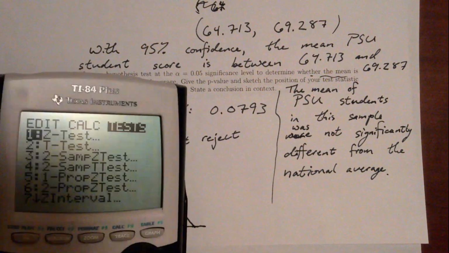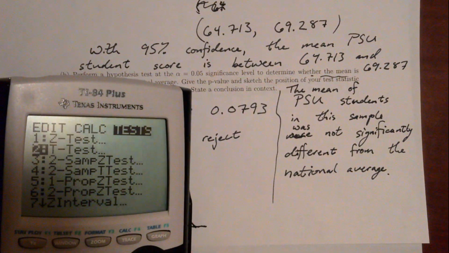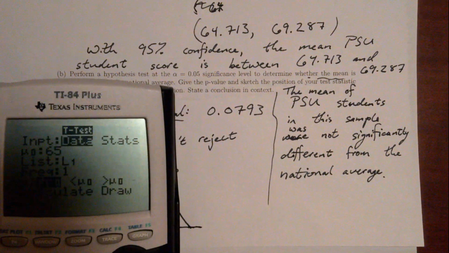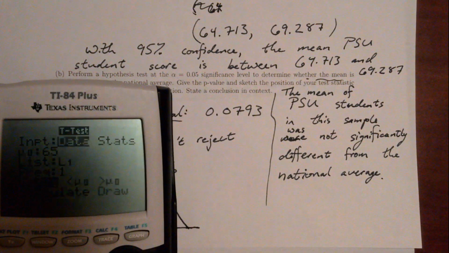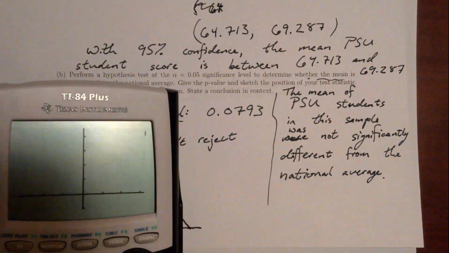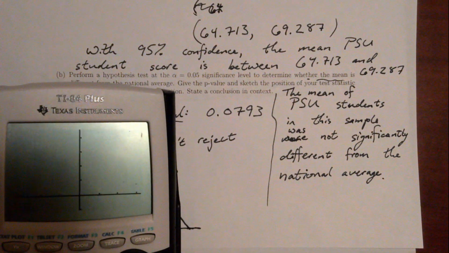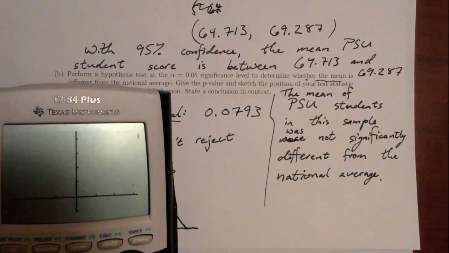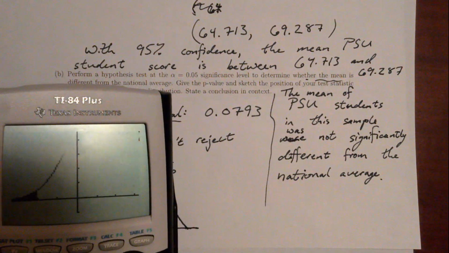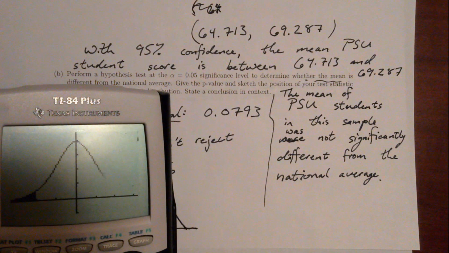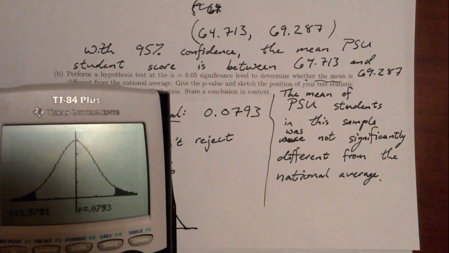So it's a t-test. Still using L1, still using all these same things, and we draw. And here comes your system processing. You really make your calculator work for it on these when you're asking it to draw. All right, there we go.